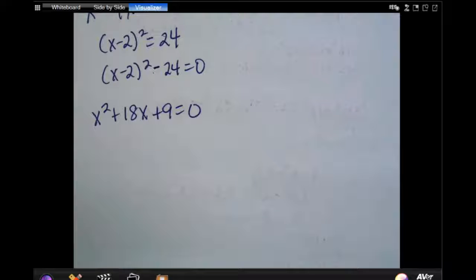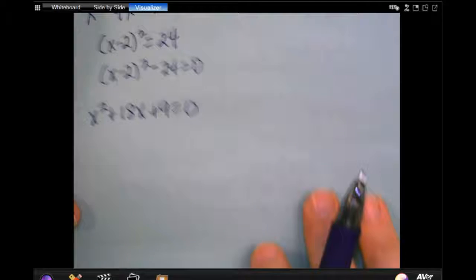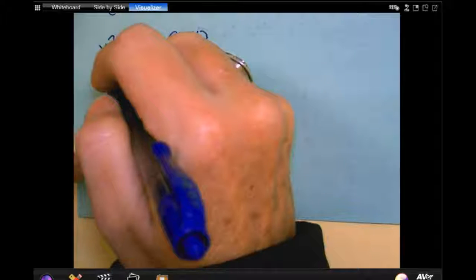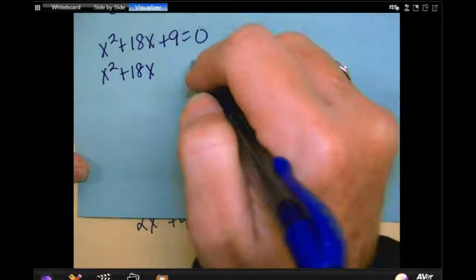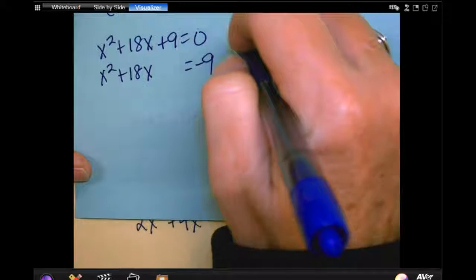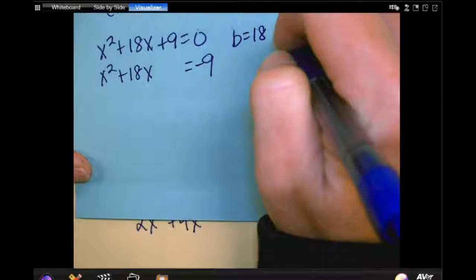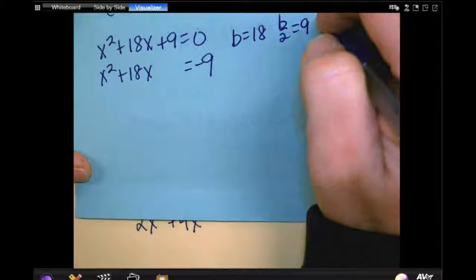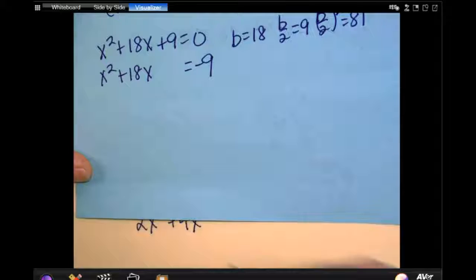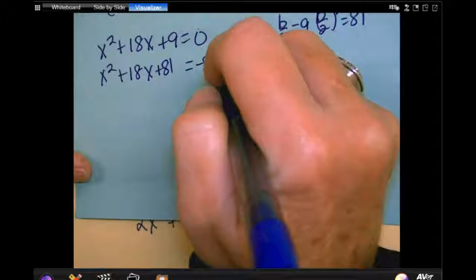Okay. First step. Move the 9, right? So my b is 18. My b over 2 is 9. And my b over 2 squared is 81. So I'm going to add 81.